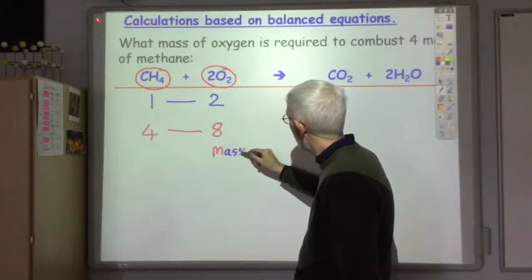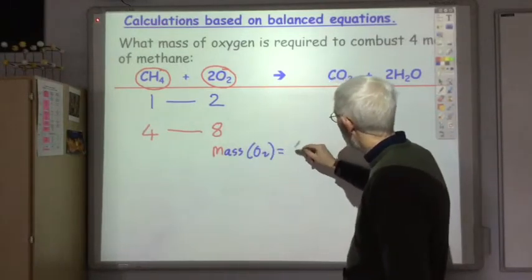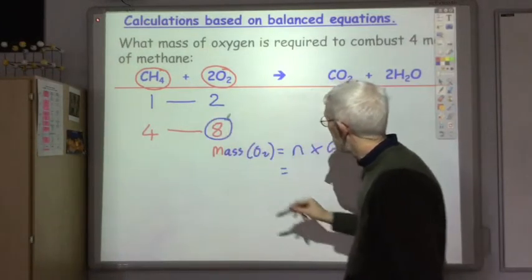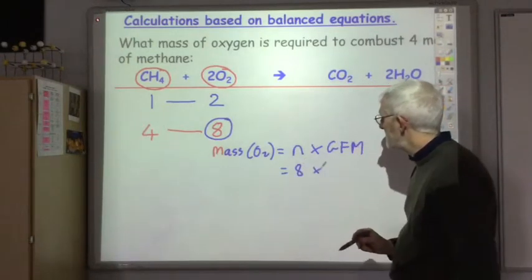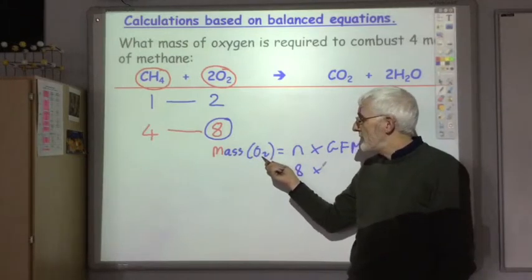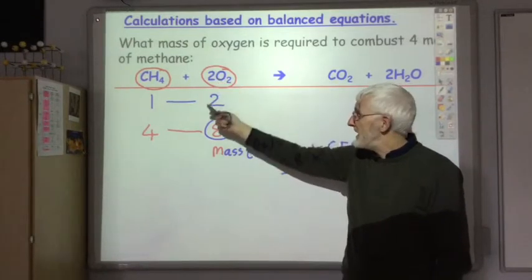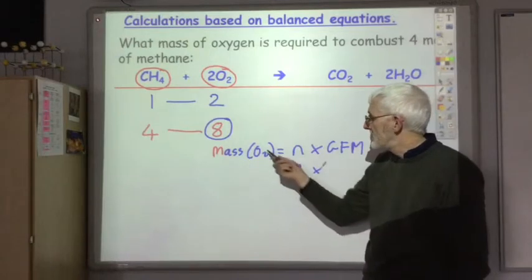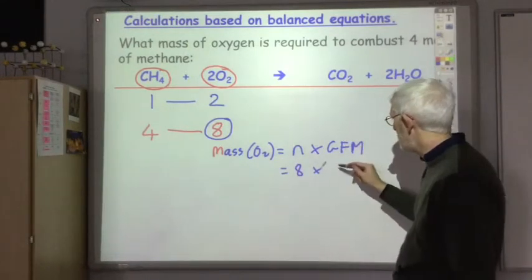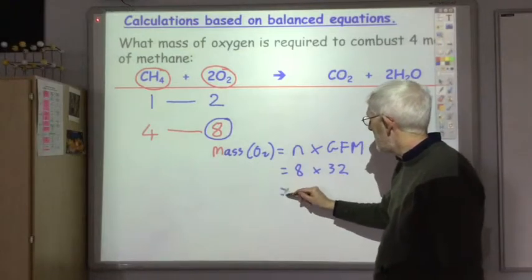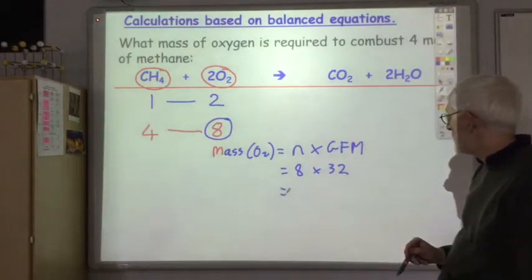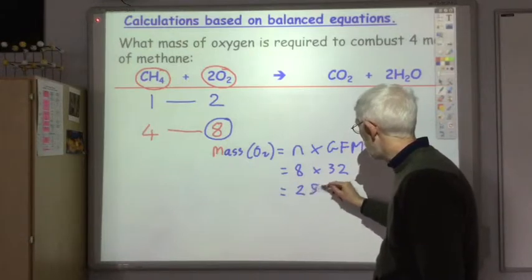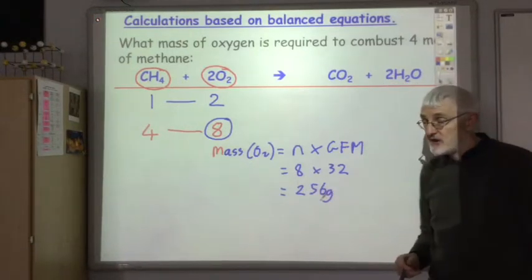And then the fifth step, work out the mass of the oxygen. So the mass of oxygen is the number of moles times the GFM of oxygen. The number of moles is that, 8. And the GFM of oxygen, now it's the GFM of O2. You don't bother with this 2 in front of it. You've already taken that into account here. So oxygen always has the same GFM no matter what the balanced equation is. So it's 2 oxygens, so 2 16s is 32. So the mass of oxygen is going to be 8 times 32, which is 256 grams, I think. And that's how you do those equations.